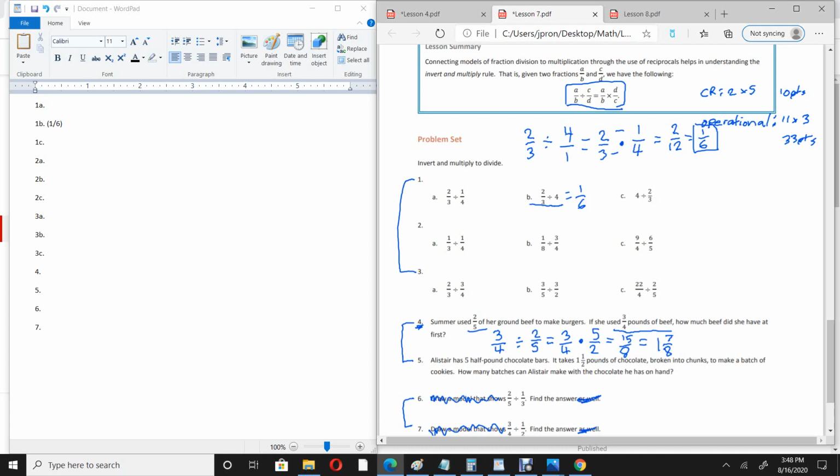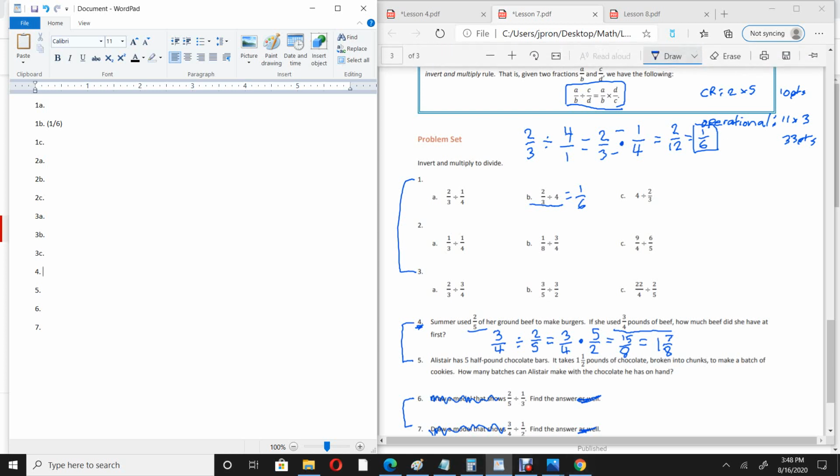I'll show you how to write it either way. Okay, so we go to number 4 in our Google document, the form. Into the form, we're going to write, what was the question again? I'm not a word problem guy. Summer used this much beef. So the question was, how much did she have at first? So to restate the question, at first, Summer had. That's a good reflection of the question right there.